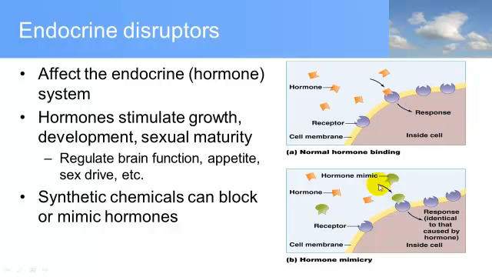What hormone mimics do is they also bond with the receptor, just the way the hormone does. And when that happens, they tell the cell, just like as if the hormone had bonded with the receptor, to do something. And it may not be an appropriate thing. Other synthetic chemicals can block hormones and prevent them from telling cells to do certain things.